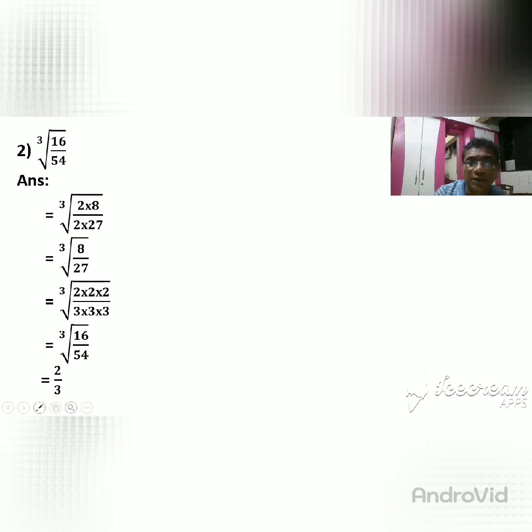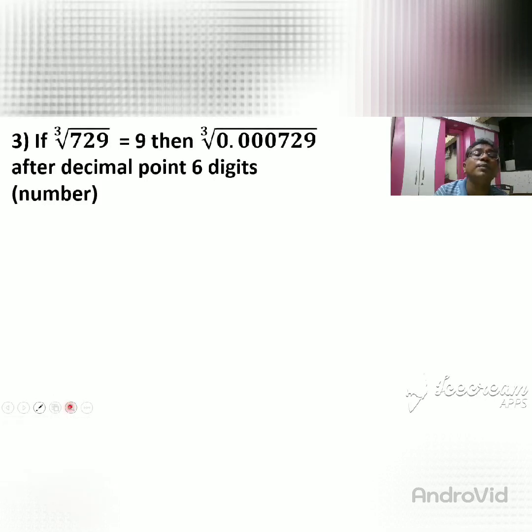Any doubts? Then we will see another problem. Problem number 3 is here. If the cube root of 729 is 9, meaning the cube root of 729 is given as 9, then find the cube root of 0.000729, with 6 digits after the decimal point.